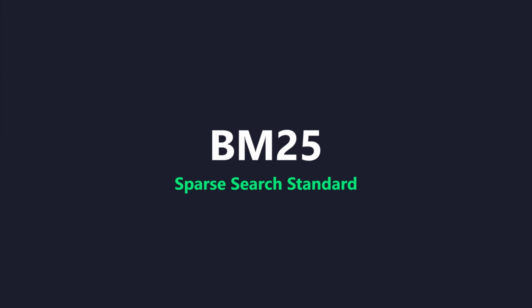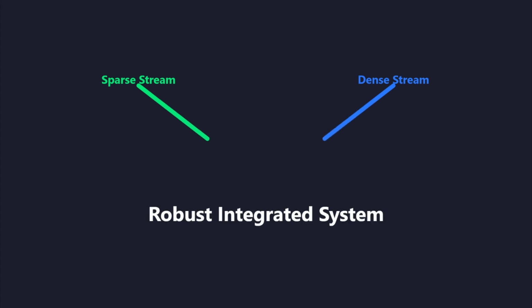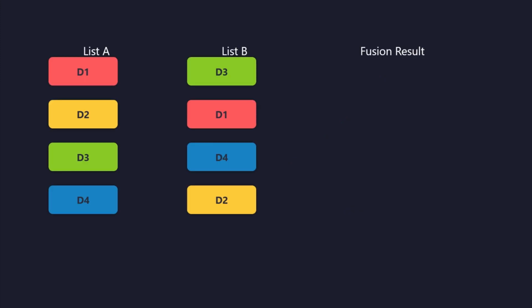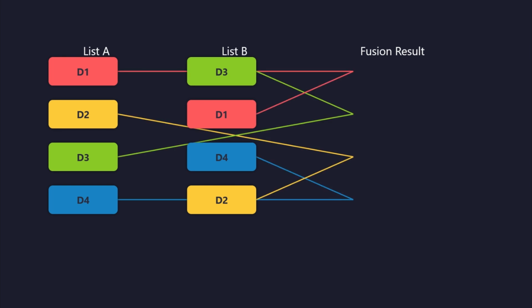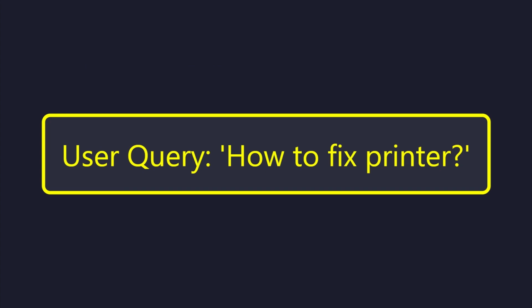Best Matching 25 is the industry standard algorithm for sparse search. It ranks documents based on term frequency and inverse document frequency. Integrating this with vector scores creates a robust system that handles both conceptual queries and exact matches. Reciprocal rank fusion merges two different ranked lists without needing to normalize their scores. It calculates a new score based on the reciprocal of the rank in each list, effectively rewarding documents that appear near the top of both search methods.